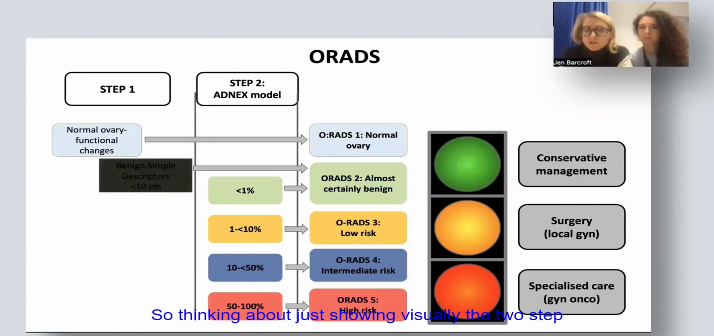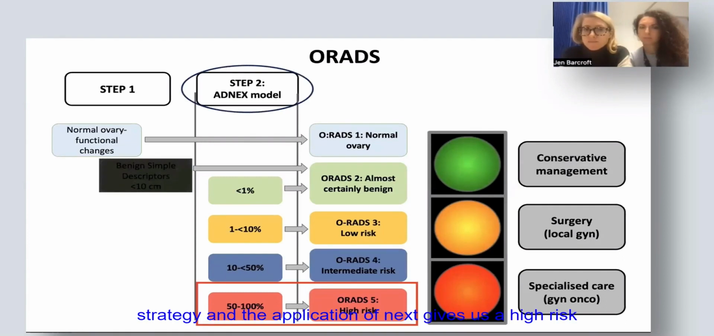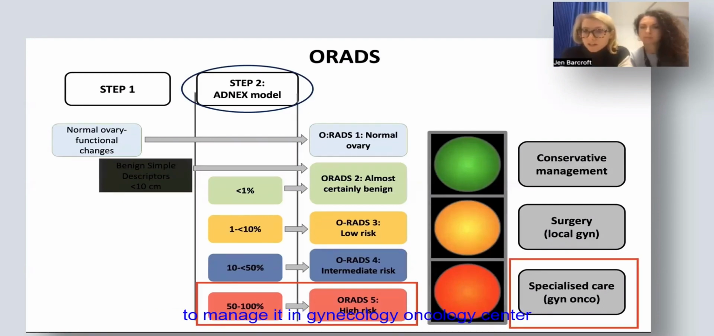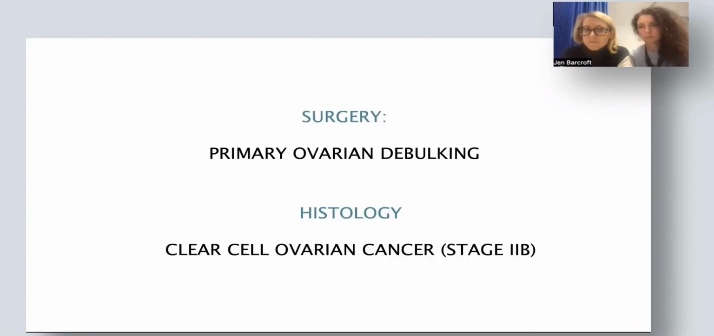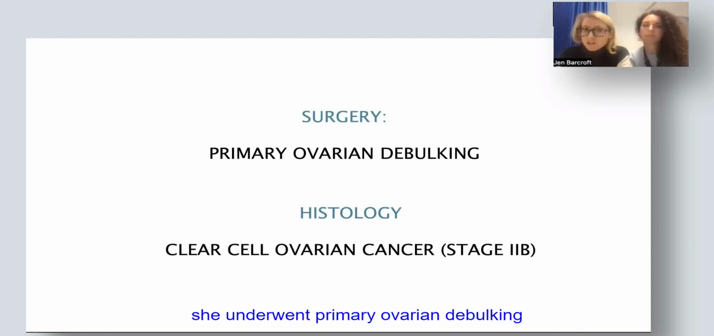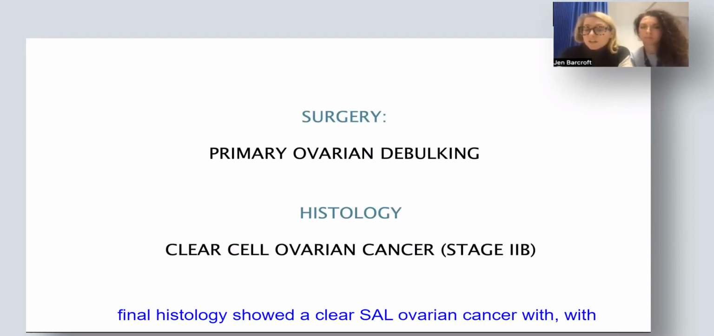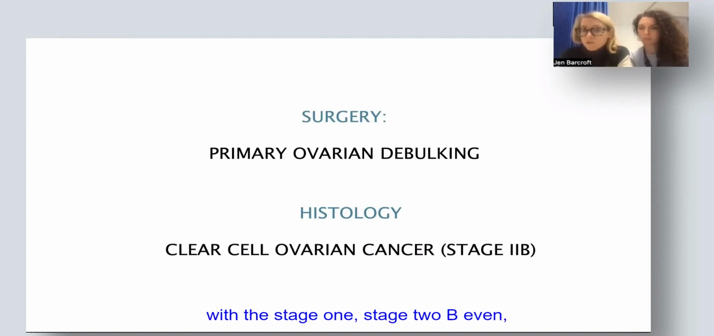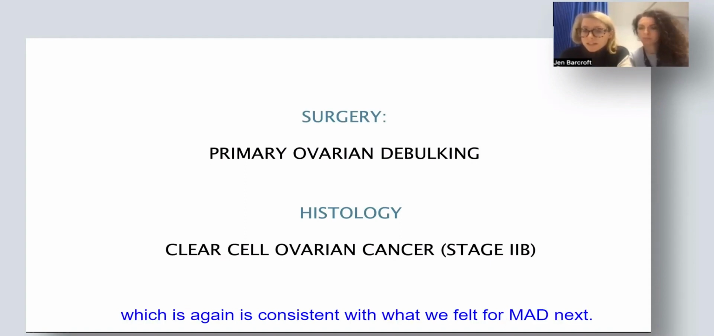So just showing visually the two-step strategy, the application of ADNEX gives us a high risk of malignancy and the recommendation to manage it in a gynecology oncology center and for surgical intervention if appropriate. Given her age and the suspected diagnosis, she underwent primary ovarian debulking, and the final histology showed a clear cell ovarian cancer with stage 1, stage 2B even, which is again consistent with what we felt from ADNEX.